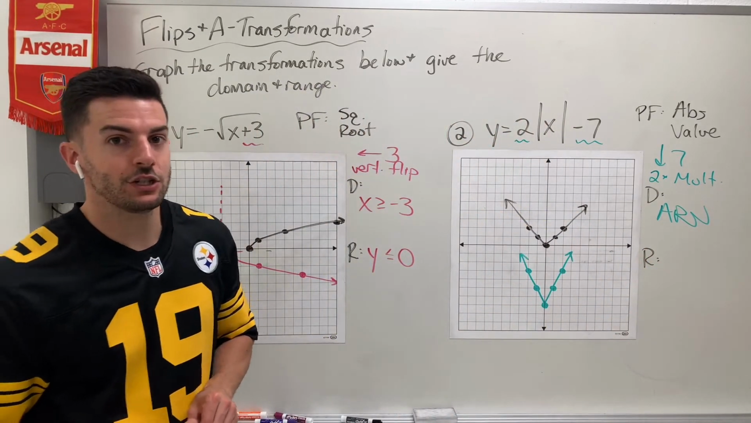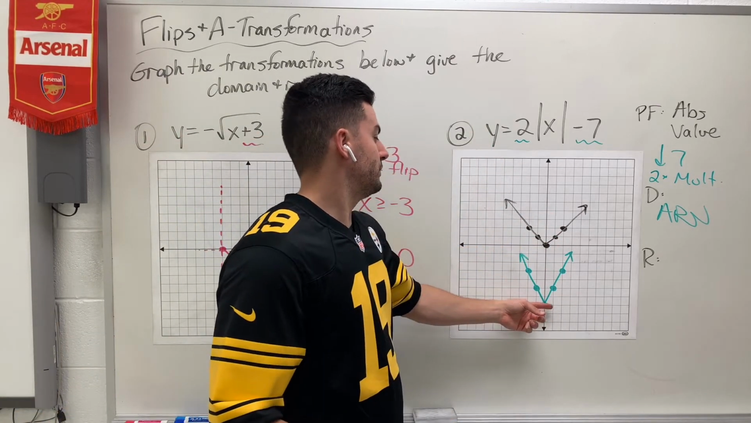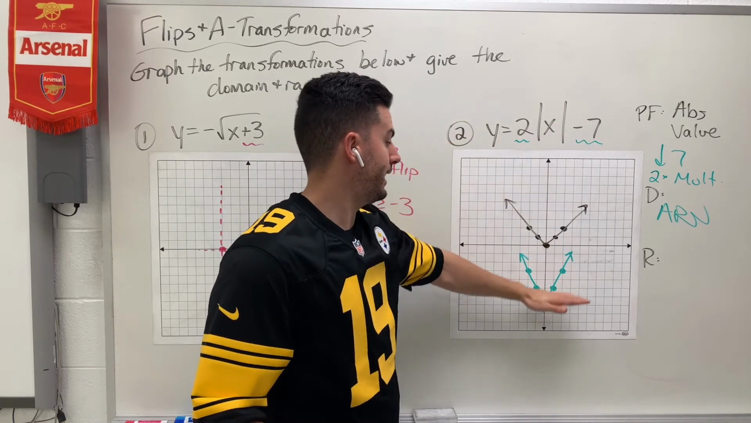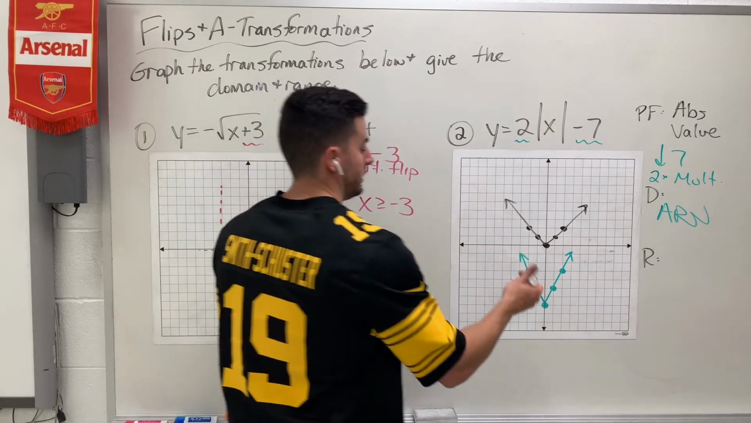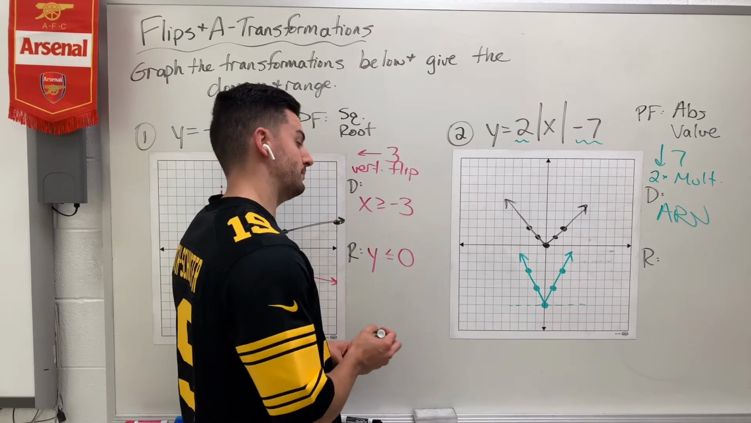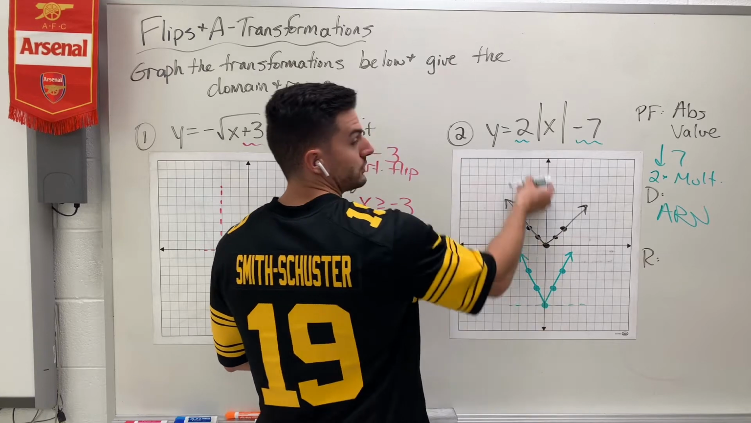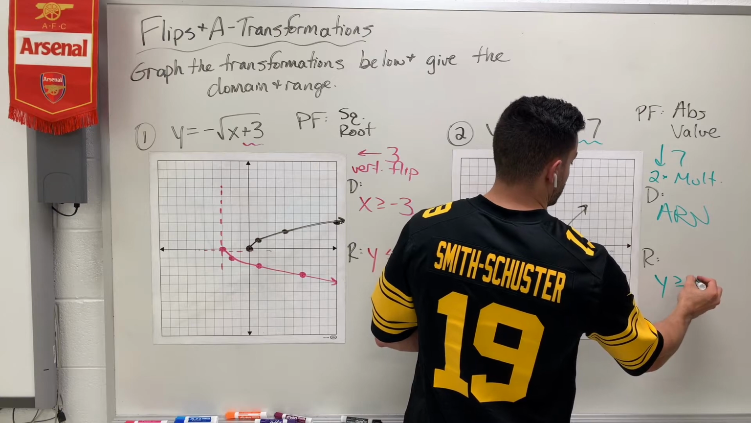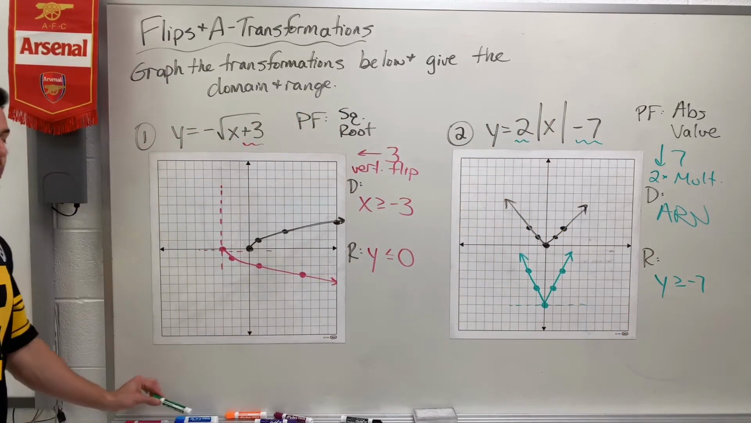And then for the range, is it going to go up and down forever? No, just like the original, right? We would say it's going up forever because these arrows are pointing upwards, but it only goes down so far. What's the lowest it ever goes on the y-axis? Down here at that vertex point, right? And that is at -7 on the y-axis, right? So I would say it's going to get the -7 and all the y values above that, or we could say y is greater than or equal to -7, okay? So that's the first two, okay?